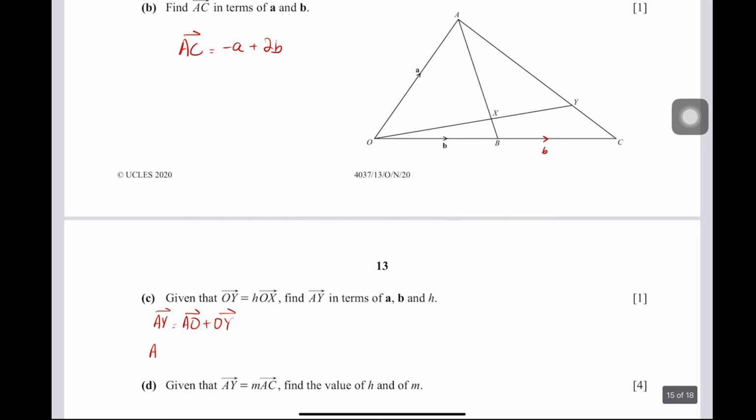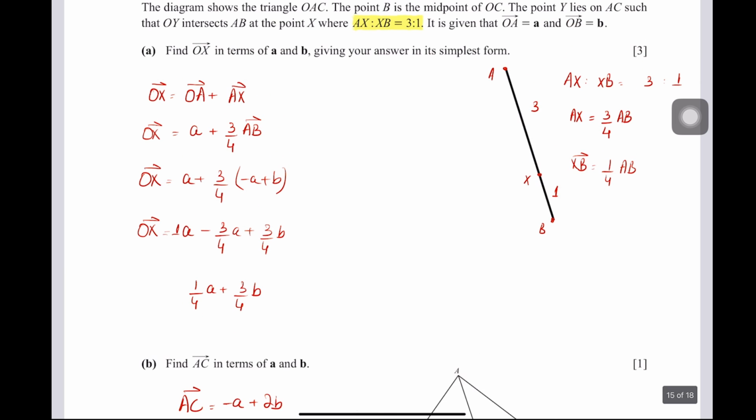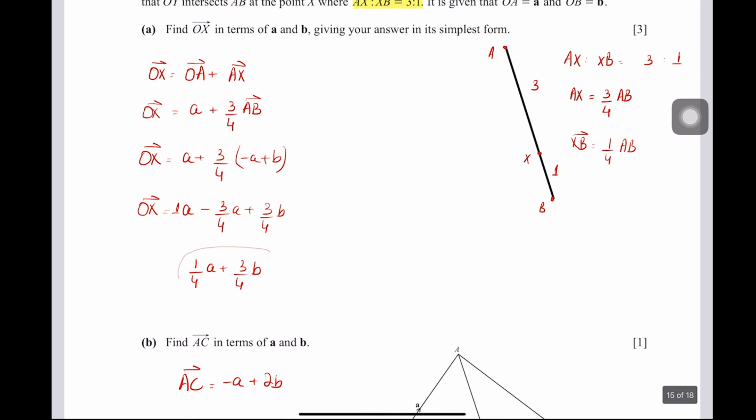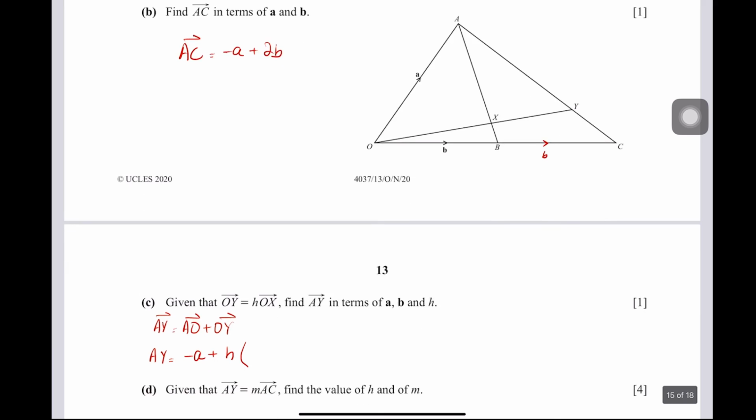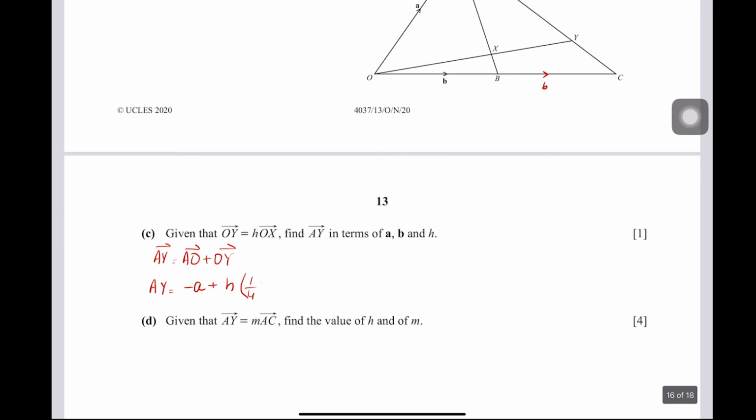Okay. Now, thankfully, we can see that AO is minus A. And as far as OY is concerned, we know that OY is going to be H times OX. Now the question is, how do we find out OX? Have we found out OX? Yes, we have. We've already done that in the first part, so we don't have to worry about anything. All we have to do is just replace it with 1 upon 4a plus 3 upon 4b.